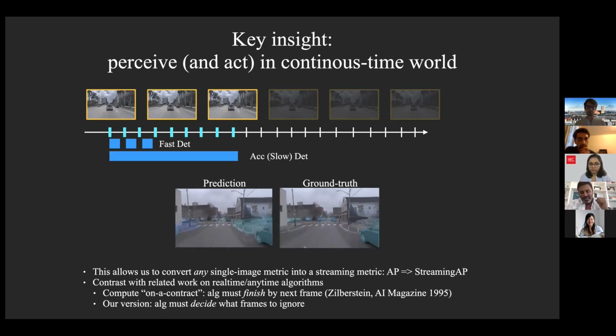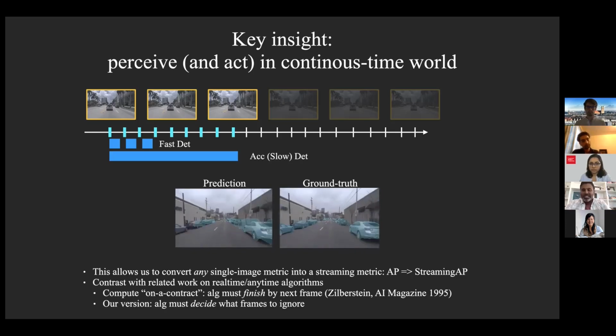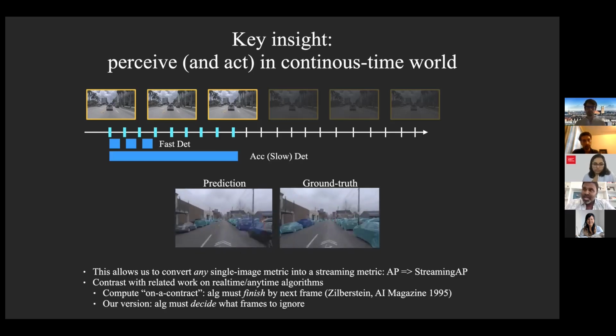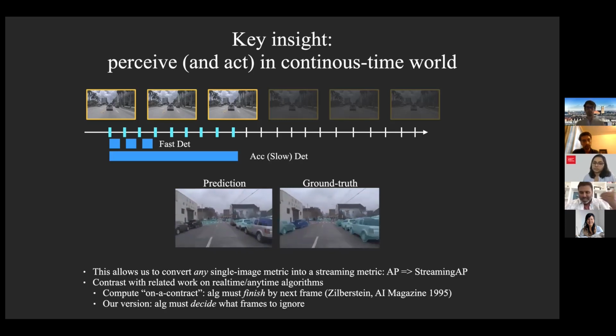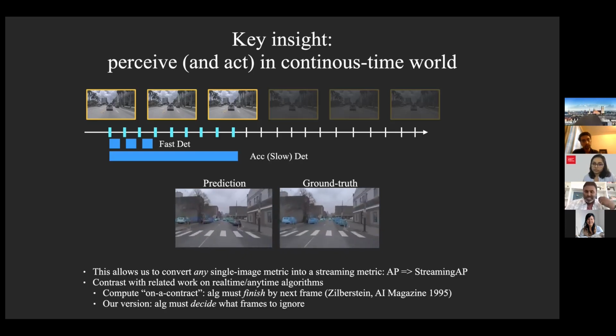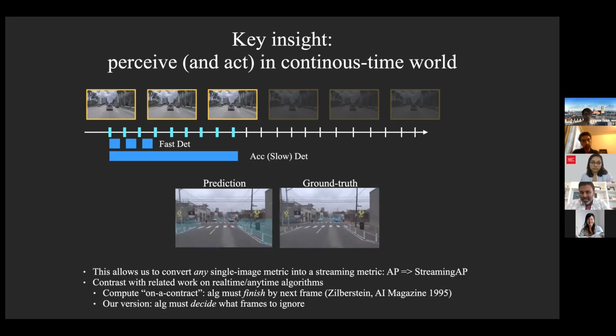As one way to relate this to previous work, this is very evocative of things like anytime inference. But that kind of work often had this notion of computing on a contract, where an algorithm must finish processing before the next frame arrives. In this view, what we're trying to advocate is that the algorithm can decide which frames to ignore versus which frames to process.